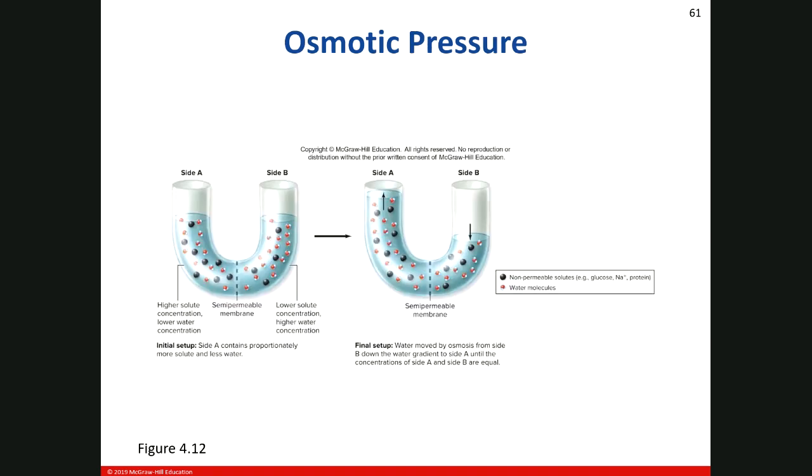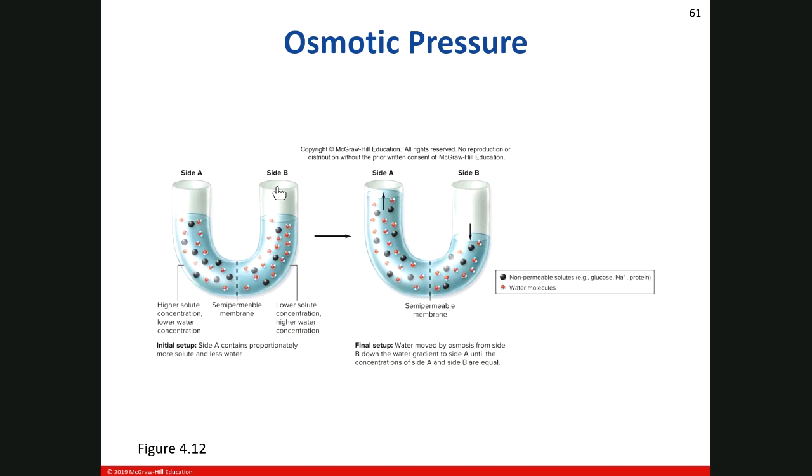All right, so let me show you here, for example, of osmotic pressure, this figure here, 4.12. Here we see this is before anything happens. Side A, side B. We've got a nice horseshoe model here. Again, the little red dots are the water molecules. The black dots are our solutes.